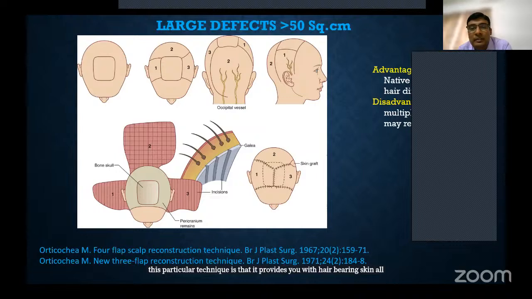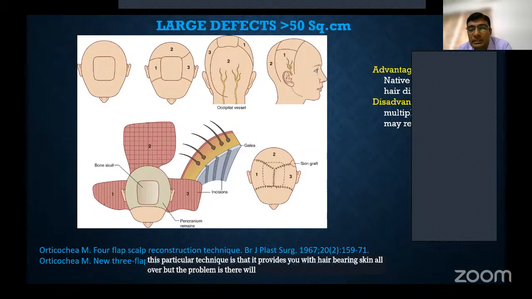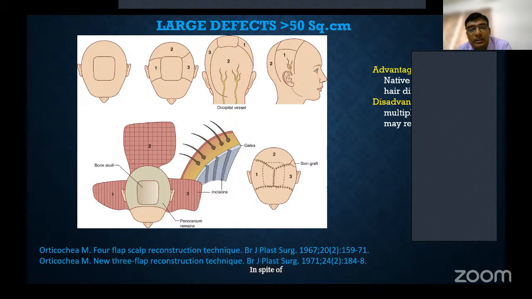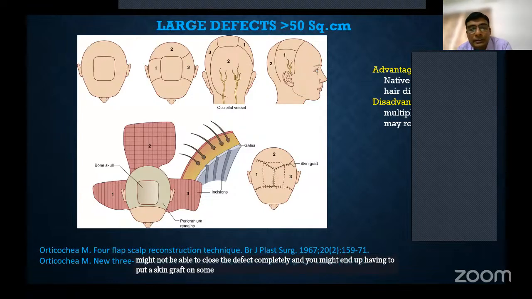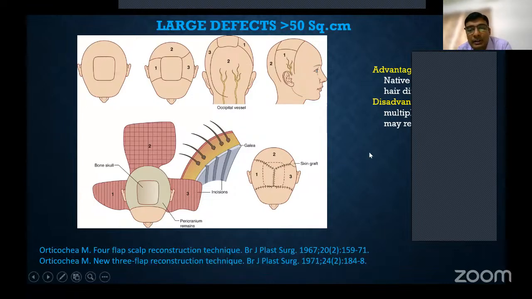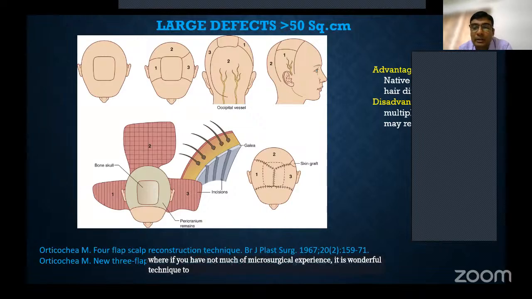But the problem is there will be multiple scars of the incisions, and sometimes, in spite of all these flaps and all this effort and scoring, you might not be able to close the defect completely, and you might end up having to put a skin graft in some place or the other. So it's not foolproof, but it's a wonderful technique, if you do not have much microsurgical experience, to cover defects which are medium to large size.